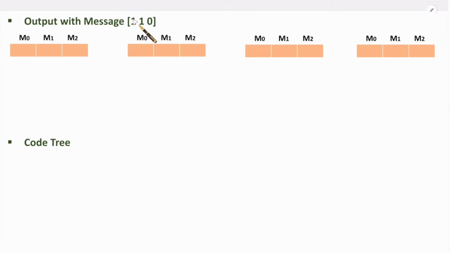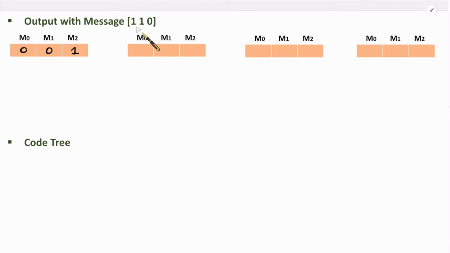But when you insert the first bit, that is 1, it will be given to M2. So here M2 will be 1. And previously we had 0 over here, 0 over here and 0 over here. So that is getting shifted in this direction. So now here we will have 0, 0.